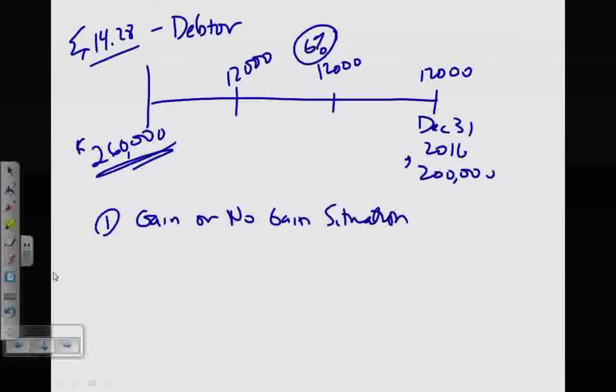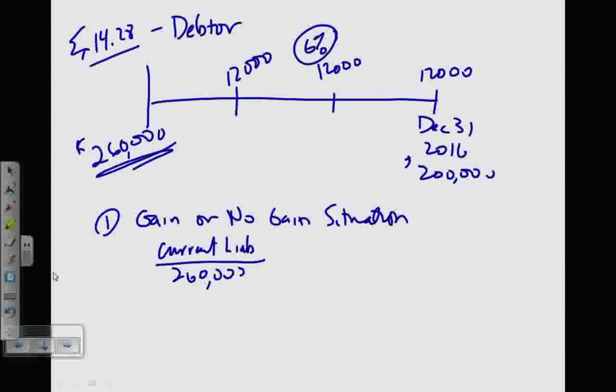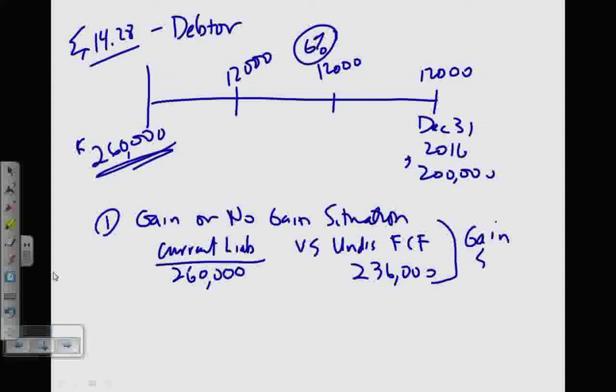And so you remember what we have to think about here is comparing the current liability, which is $260,000, and just remember that's the $200,000 that we owe plus the $60,000 of accrued interest, versus the undiscounted future cash flows. And in this case, it'd be the $12,000 plus $12,000 plus $12,000 plus $200,000, $236,000. And so this is a gain situation.